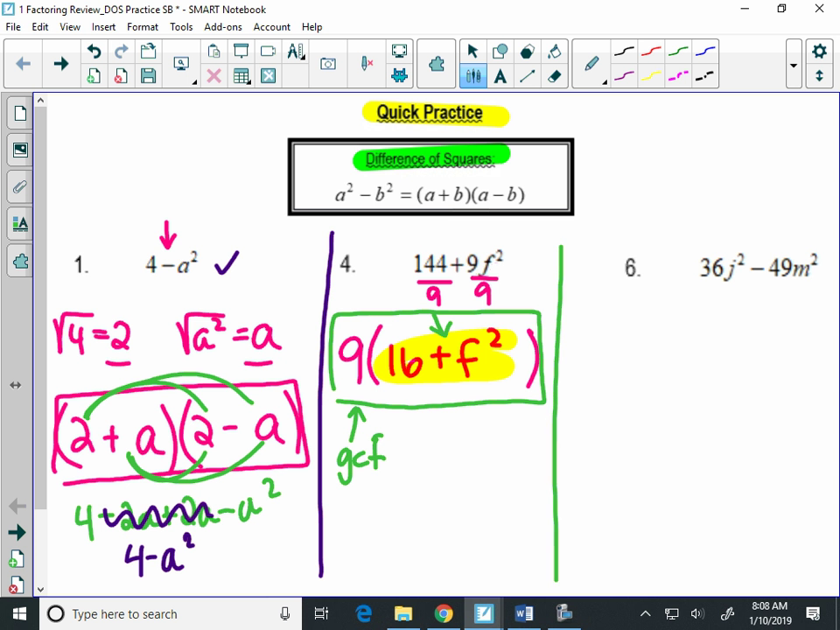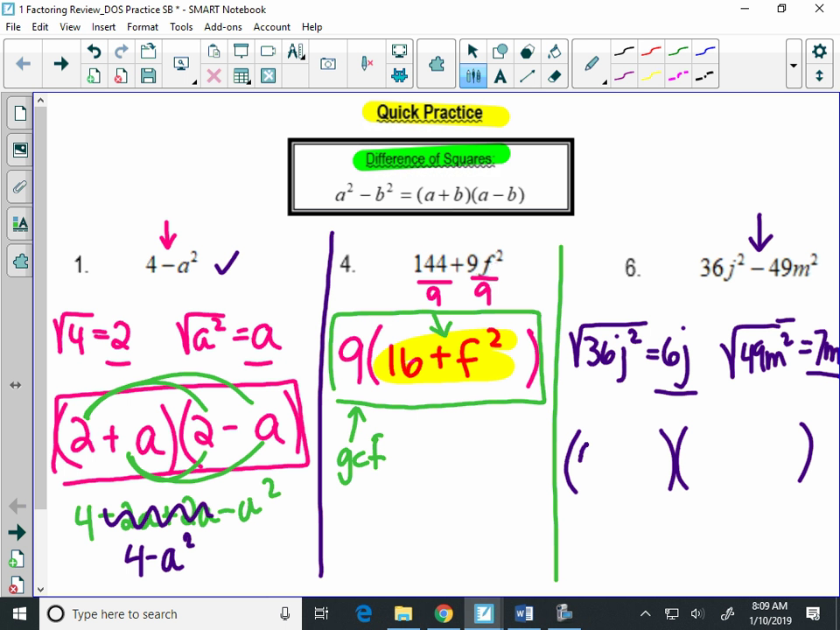All right, number 6, 36j squared minus 49m squared. Look for GCF. I don't think there's anything in common between 36 and 49. So I'm going to take the square root because I have a minus sign. I'm allowed to do that. The square root of 36j squared is 6j. The square root of 49m squared is 7m. So I'm going to use the 6j and the 7m for factoring.